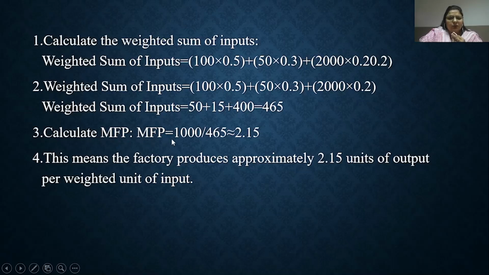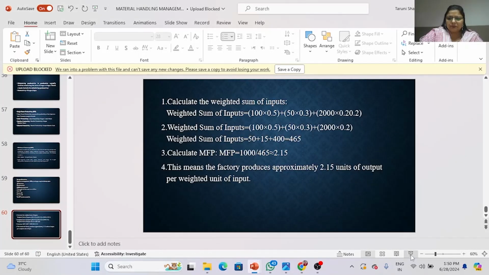Now we can calculate MFP. MFP is equal to 1000 divided by 465, and this is the actual MFP, which is calculated through these particular formulas, and this is 2.15. It means the factory produced approximately 2.15 units of output per weighted unit of inputs. I hope it is clear to you. Thank you everyone.